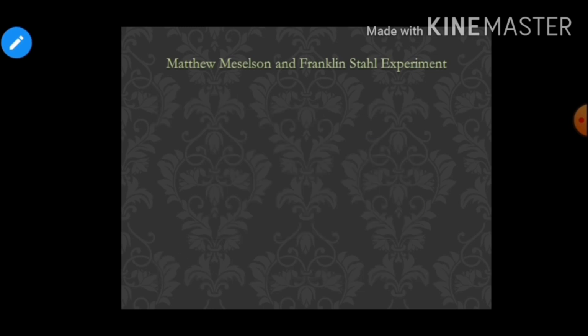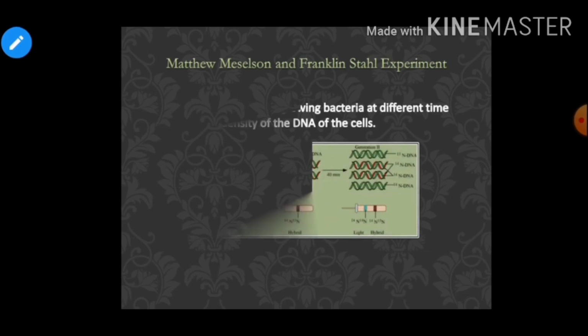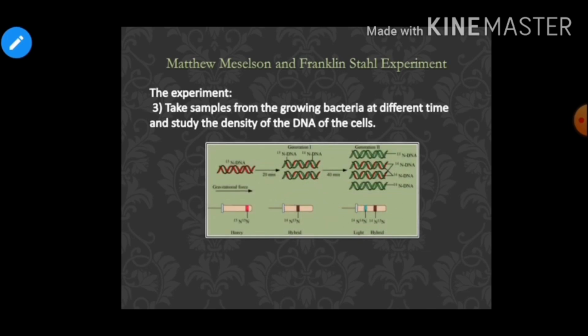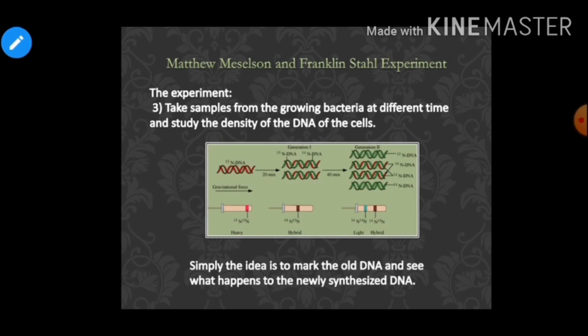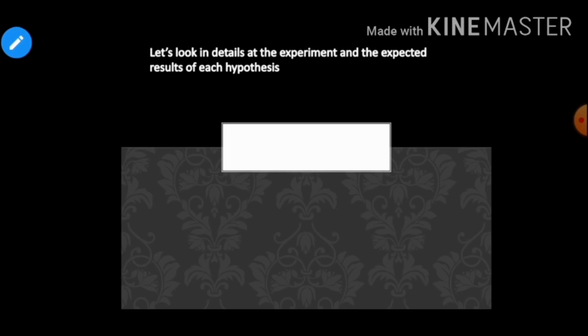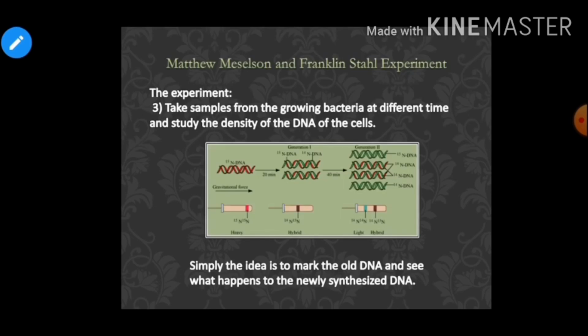Third step, samples are taken from the growing bacteria at different times and the density of the DNA of the cell is studied. Right? So what happens actually? Simply, the idea is to mark the old DNA and see what happened to the newly synthesized DNA. Now children, let me explain to you what happens in the actual experiment.